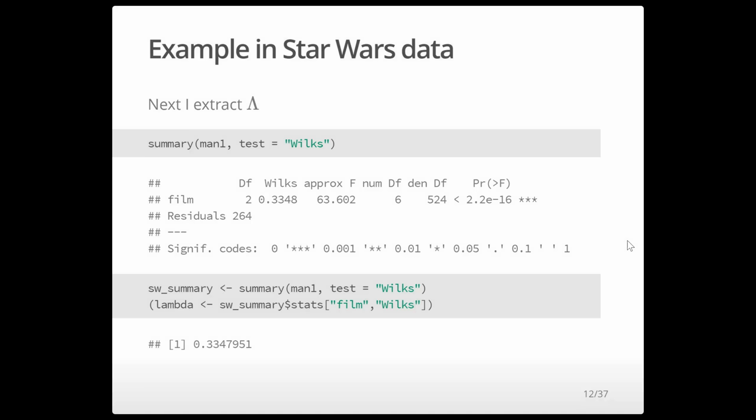So now I just have to pull out my lambda. I could, of course, just write it. We see here it's 0.3348, but you can get it out of the summary object as shown here by creating the summary object, extracting the statistics, and indexing the grouping variable name, and then Wilks. That just gives you the Wilks lambda from the output object, the summary object.